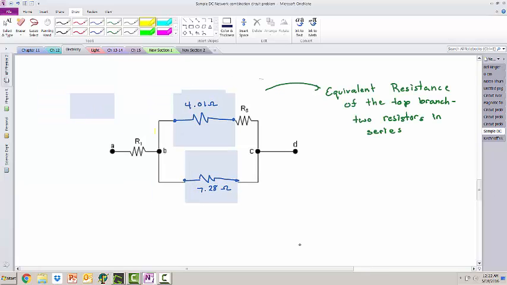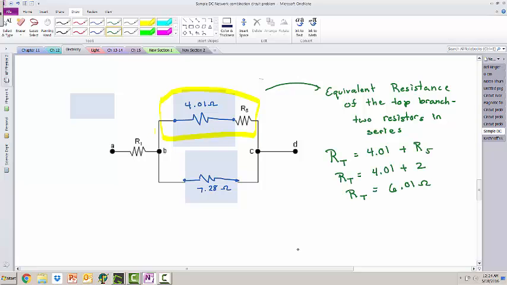Okay, our circuit is getting simpler every time. Now we have the bottom branch with only one resistor in it. The top branch of this parallel circuit has two resistors in series. So we want to find the equivalent resistance of these two resistors that are in series, or another way of saying it, the equivalent resistance of the top branch. Series circuits equivalent resistance is really easy to do. So the general equation would be RT equals 4.01 plus R5, or RT equals 4.01 plus 2, or RT equals 6.01 ohms.